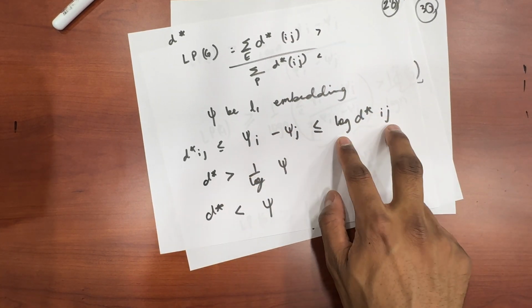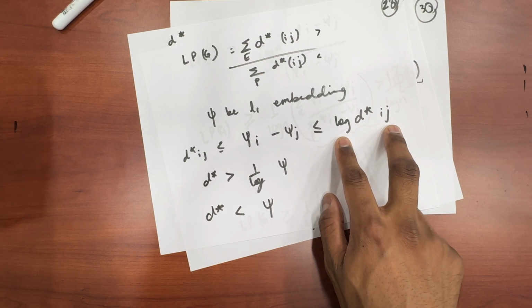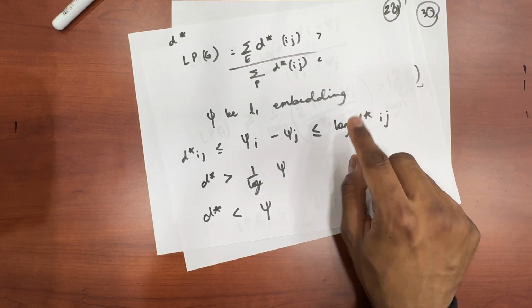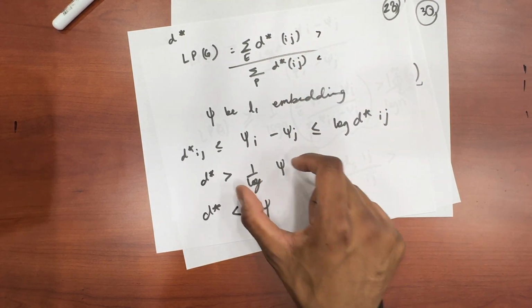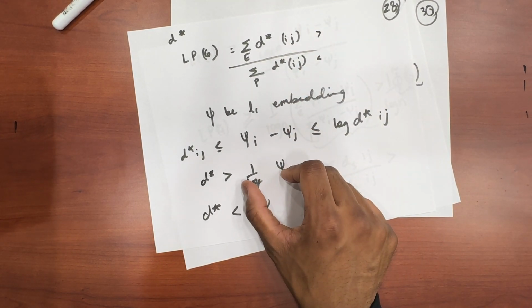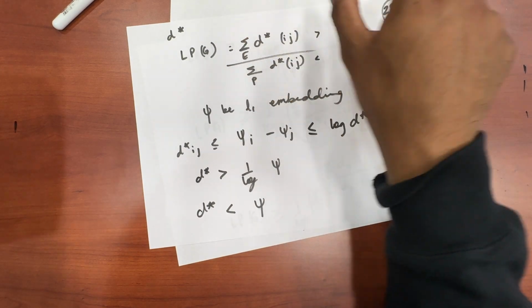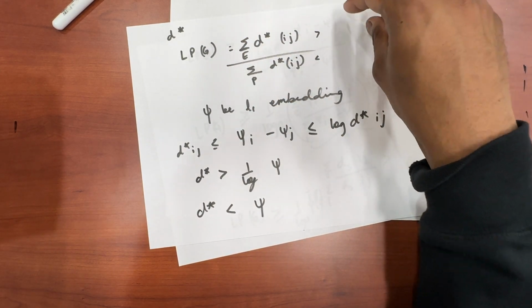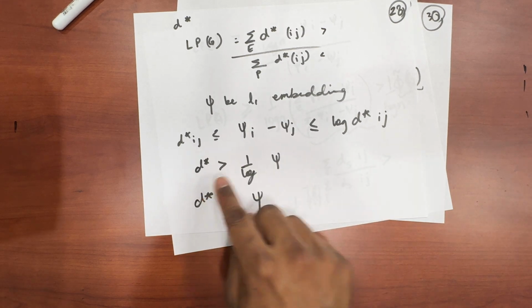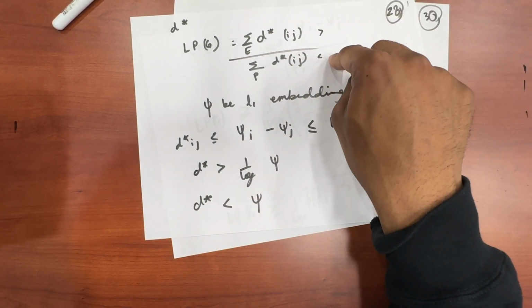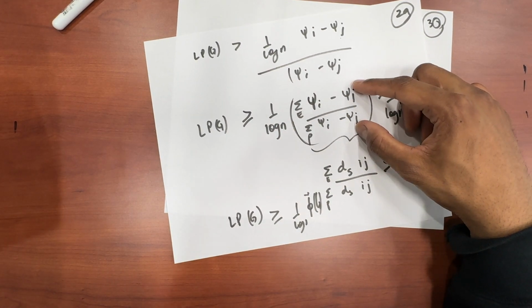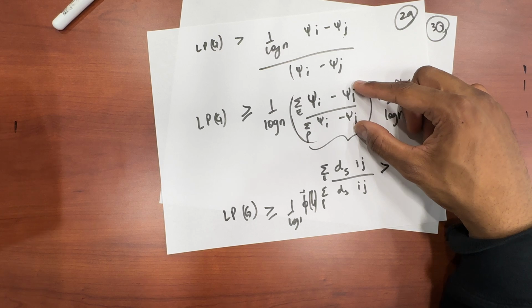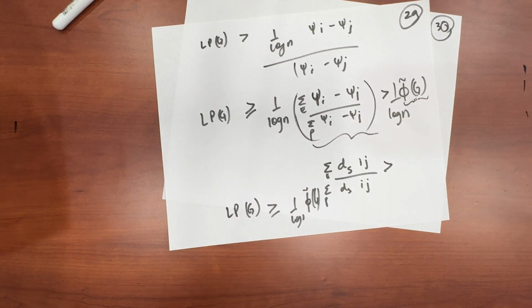Bourgain says that you can only stretch up to a factor of log of n. So D star is greater than 1 over log n times the psi. So I put that here. I get this is greater than 1 over log n of psi, divided by D star is less than psi itself. So I put that in the denominator. I get the double whammy, and I get that this LP is greater than 1 over log n, the psi divergence on edges divided by the psi on the pairs.